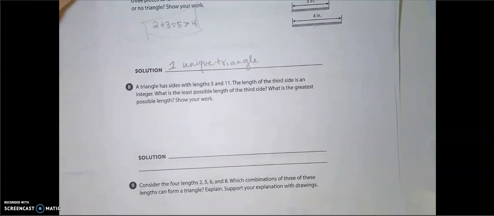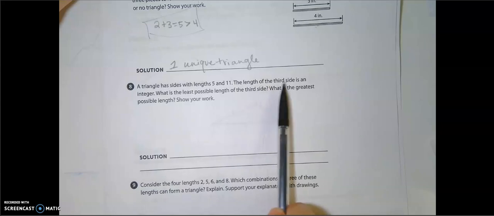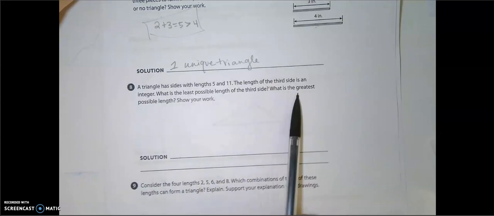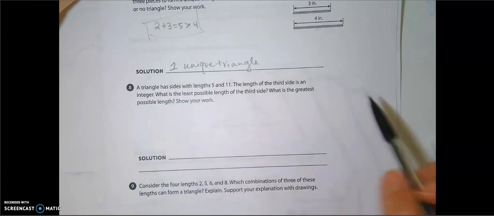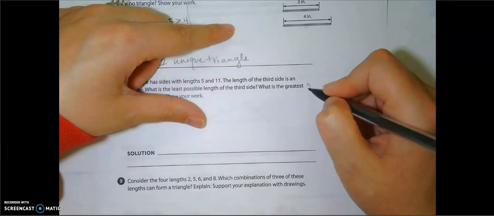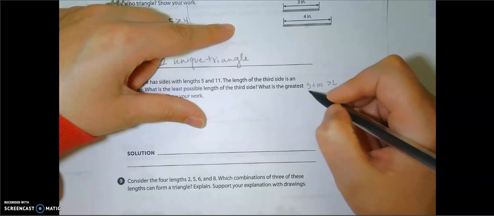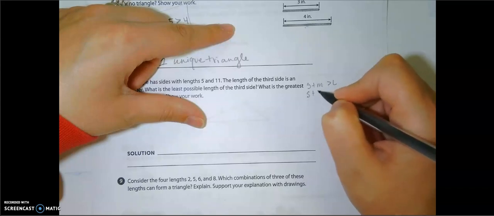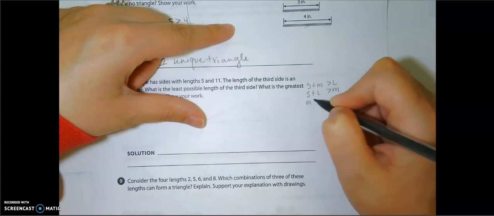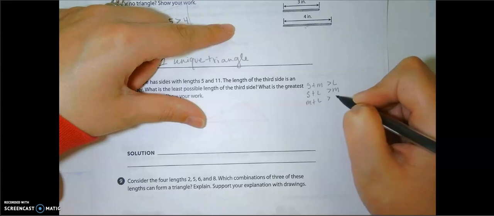All right, so now let's look at 8. A triangle has side lengths 5 and 11. The length of the 3rd side is an integer. What is the least possible length of the 3rd side? What is the greatest possible? So remember, at the very beginning, the small plus the medium has to be greater than the large. And then maybe the small plus the large has to be greater than the medium. And then finally the medium plus the large has to be greater than the small.